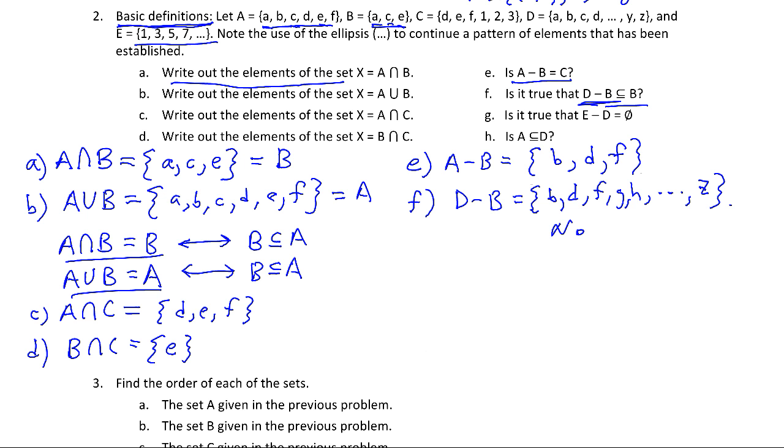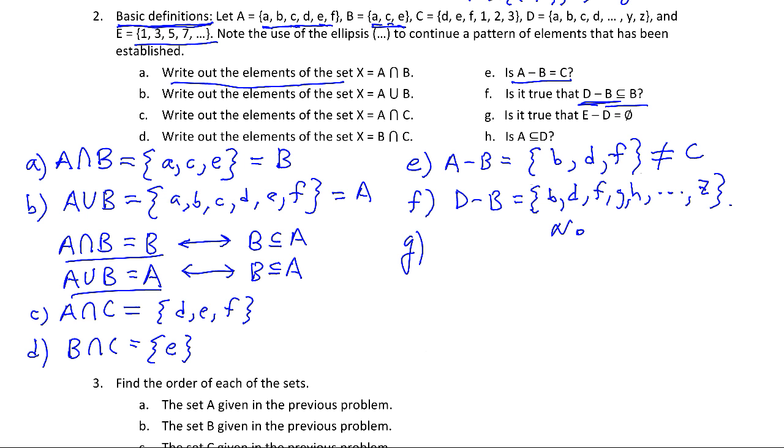And did I answer the question on part E? I don't think I did. A minus B is B, D, F. Is that equal to C? No, it is not equal to C because C has D, E, F, 1, 2, 3. A minus B, A, C, E, B, D, F. Yeah, it's not equal to C at all.